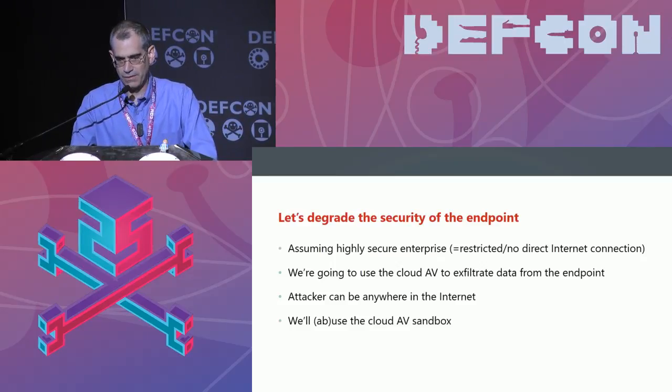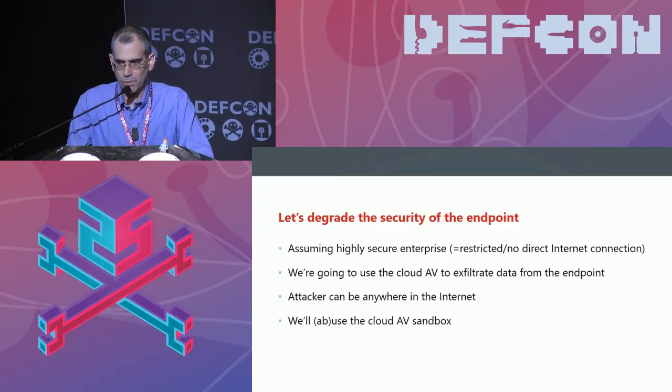An important property of our attack is that the attacker can be anywhere on the internet. There's no requirement for the attacker to be in proximity, either geographic or network topology wise. So for example, we're not talking about necessarily an attacker that resides on the same ISP or an attacker that owns ISP servers and so forth. The attacker can practically be anywhere on the internet. And the feature of the cloud antivirus that we're going to exploit is the antivirus sandbox.